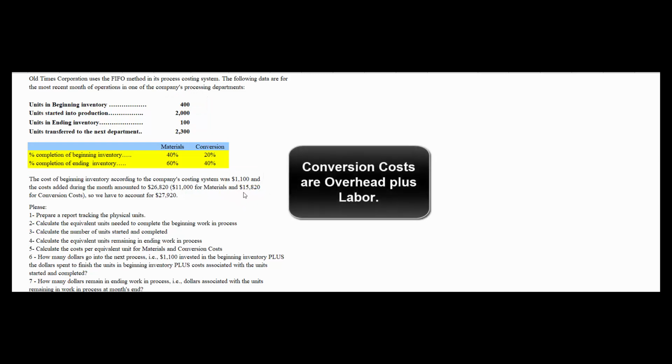As we said in the other screen, we had $1,100 invested in those 400 units from last month, and this month we added $11,000 in materials and $5,820 of conversion costs. Remember, conversion costs are just factory overhead and factory labor. All right, the first thing it wants us to do is prepare a report tracking the physical units.